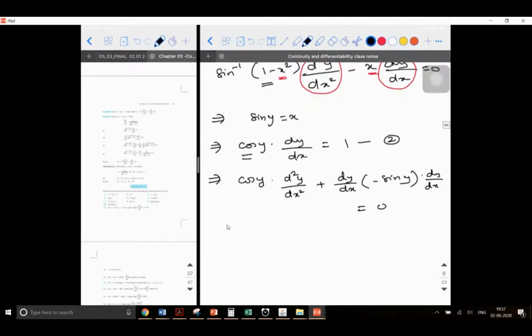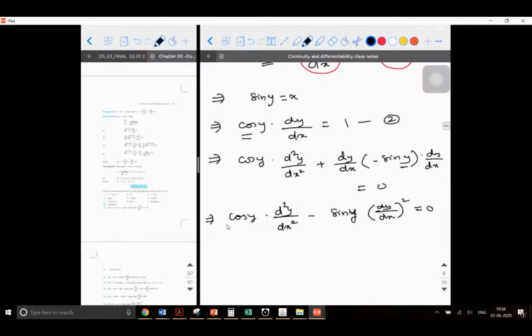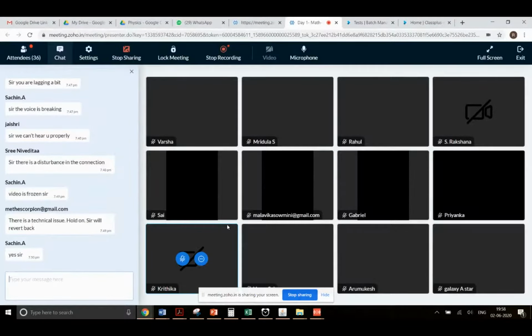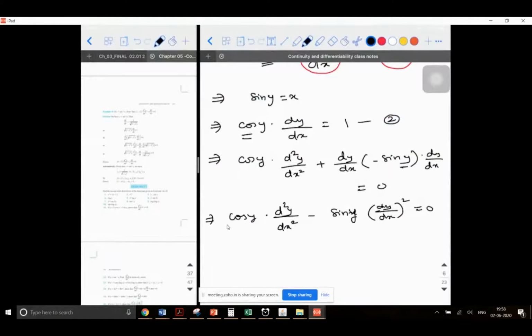So you're able to understand? So d square y by dx square plus dy by dx into minus sin y into the derivative of y, which is going to be dy by dx. So which implies cos y into d square y by dx square plus minus sin y into dy by dx the whole square is equal to 0. Okay, sin y. So is it clear till this step? So is everyone clear with this step?